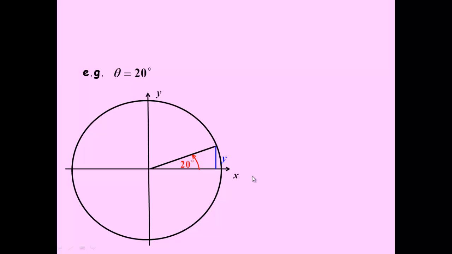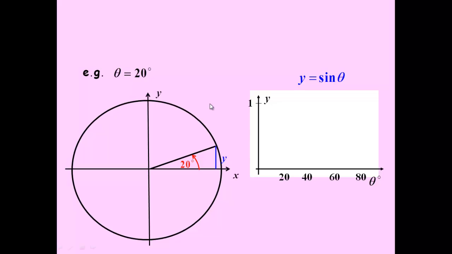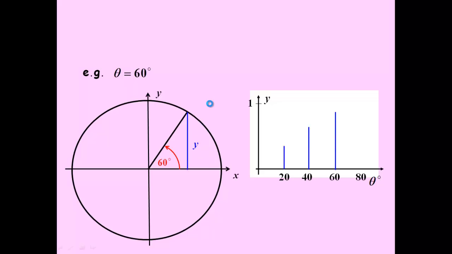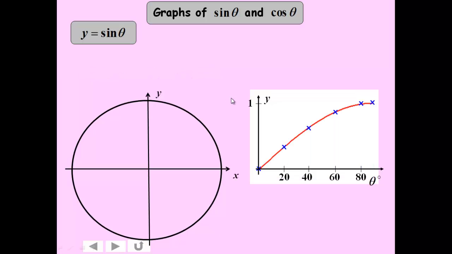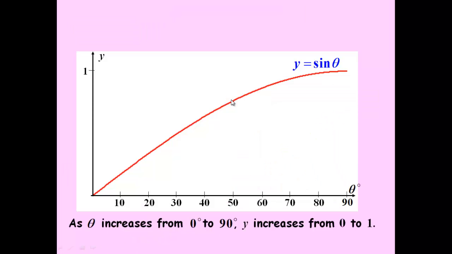This is true of any angle here. So if we have sine 20 degrees, and putting our lengths of y in here up to a maximum of 1, which we get at 90 degrees, we can see the shape that the graph makes. And we get a shape like that. So as theta increases between 0 and 90, y increases from 0 to 1.